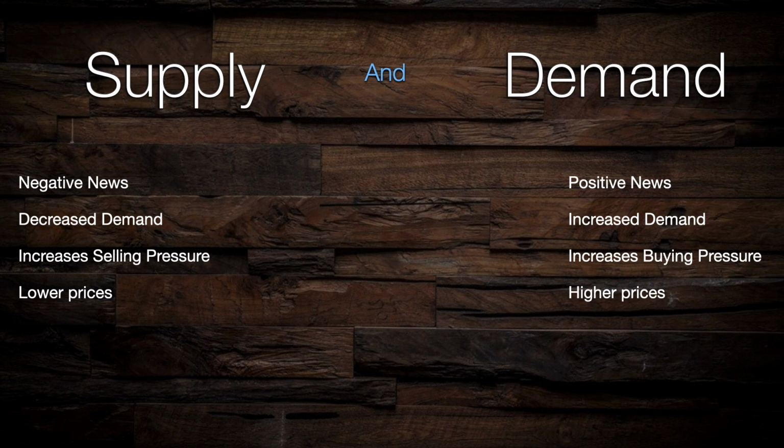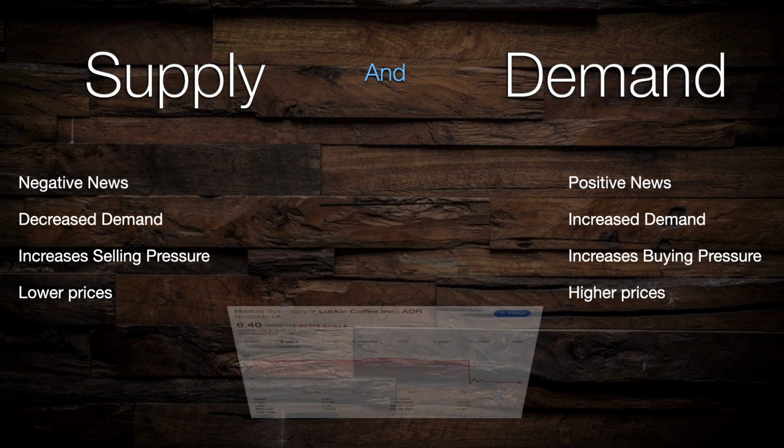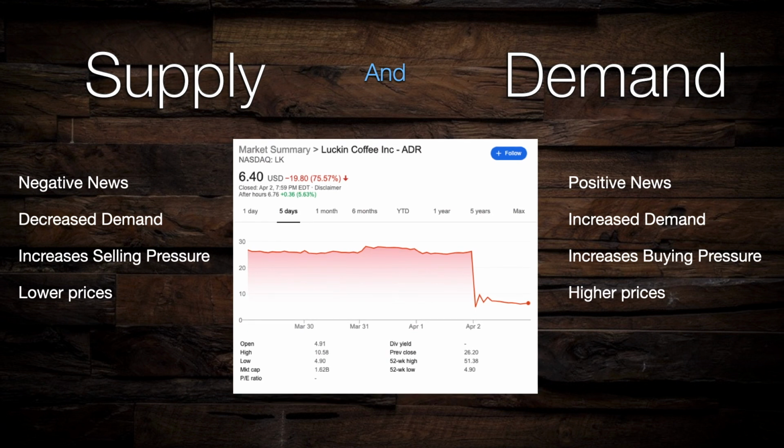Just the other day, it was uncovered that one of Starbucks' competitors in China, called Luckin Coffee, had been caught fabricating hundreds of millions in sales numbers. Overnight, the Luckin name turned toxic, and the stock plummeted 75% in one day.